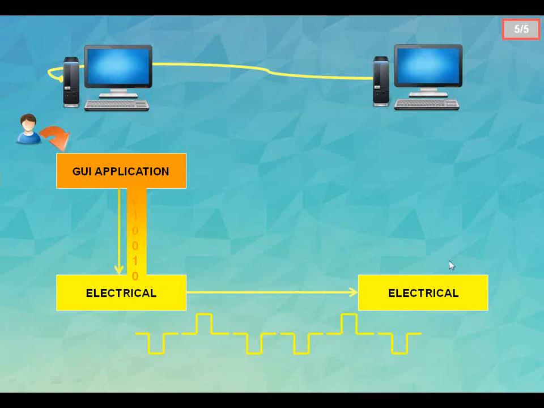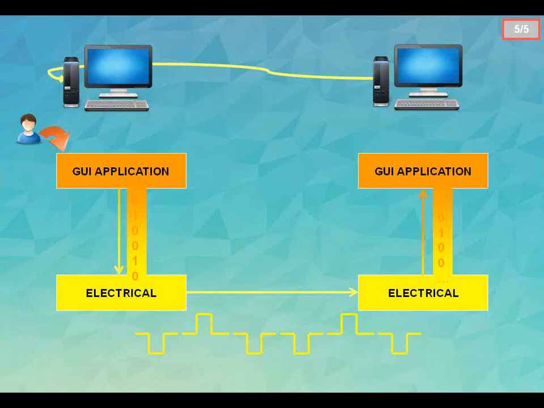The receiving electrical unit receives these electrical pulses. He already knows the protocol. He says that a negative electrical pulse means 0, positive means 1. Like that, he will convert it into digital data. That digital data will be forwarded to the GUI application present in the receiving computer.